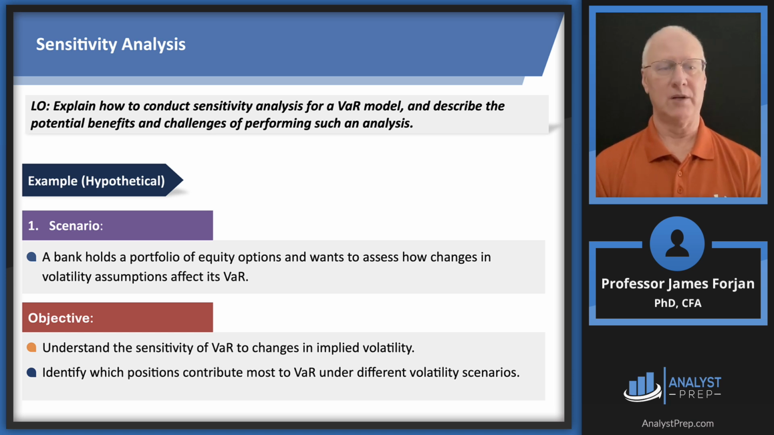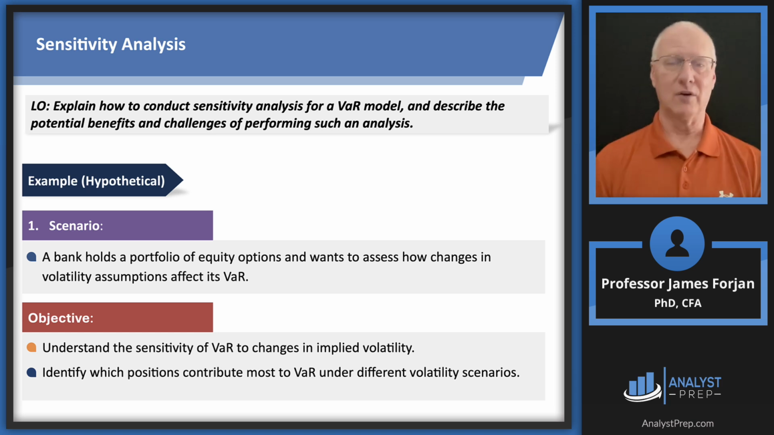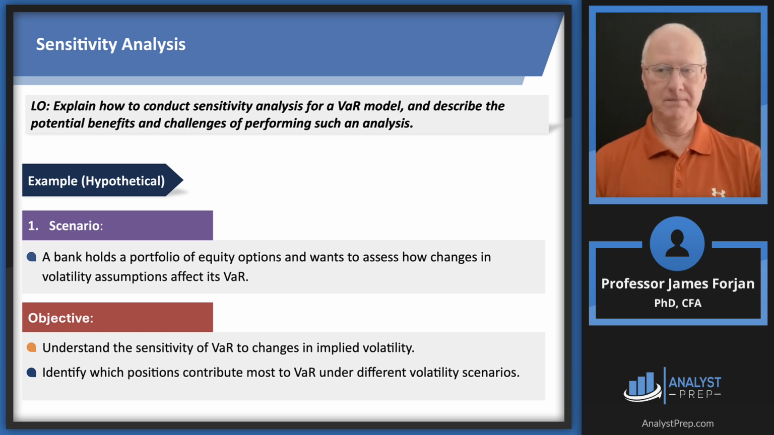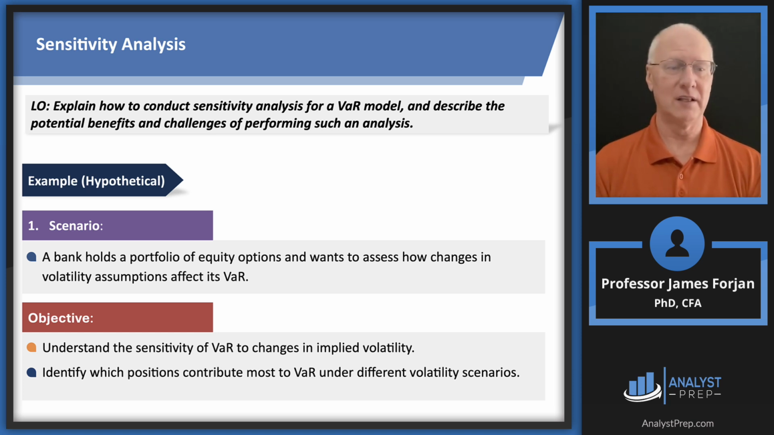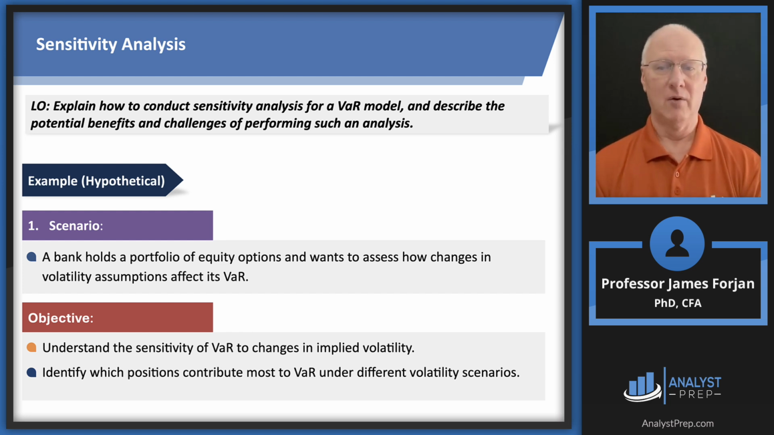So let's do just a quick example here. So we've got equity options. We want to assess how changes in volatility assumptions affect its value at risk. So think about a spreadsheet, and you have standard deviation over here or some measure of volatility. How are you going to do that? Do you want to use implied volatility? Do you want to use a GARCH model? Do you want to use Jim's standard deviation estimate? Well, we've got to come up with these sound and reasonable assumptions.